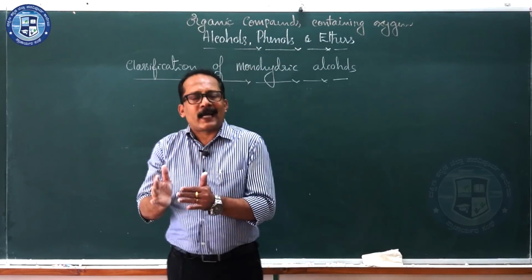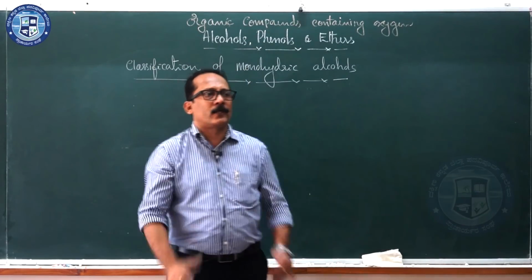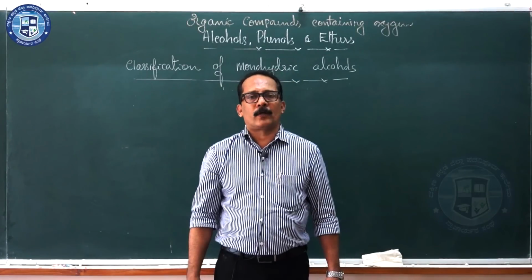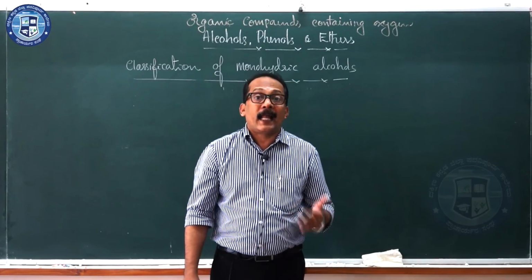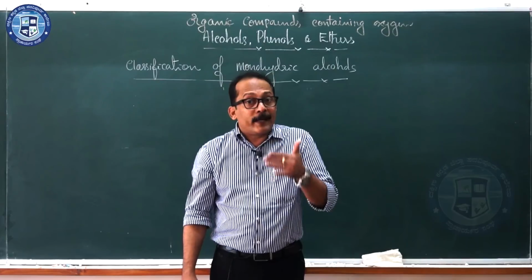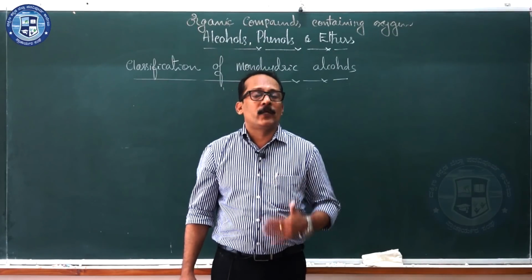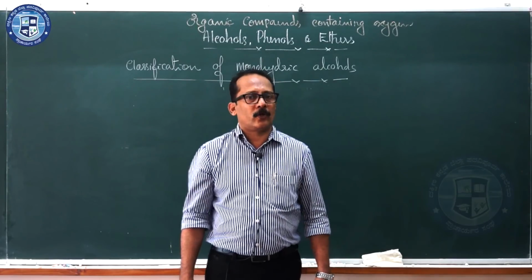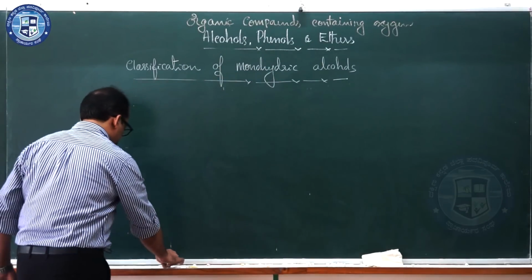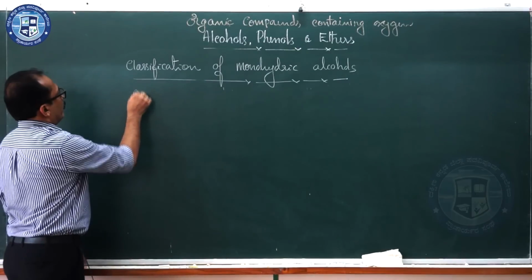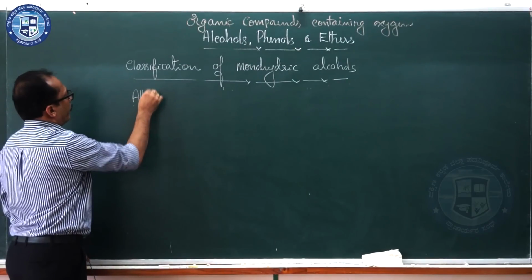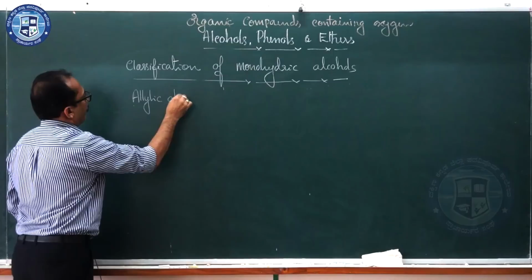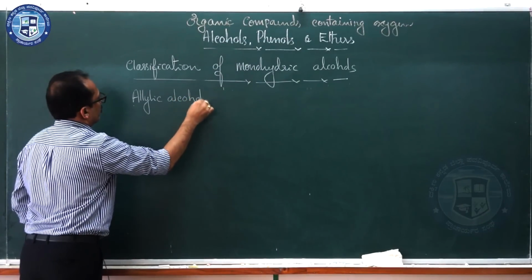If an sp3 hybridized carbon atom is present adjacent to a carbon double bond, such a group is called an allyl group. So the OH group is attached to an allyl group. Such alcohols are called allylic alcohols.